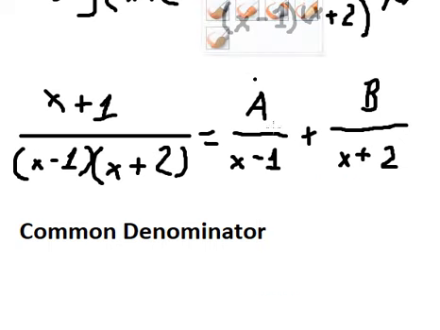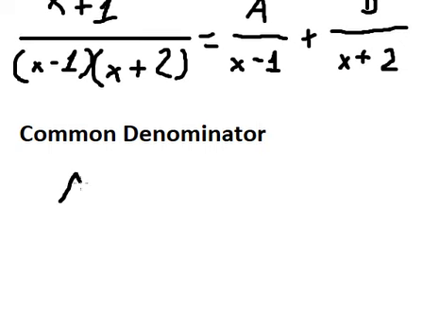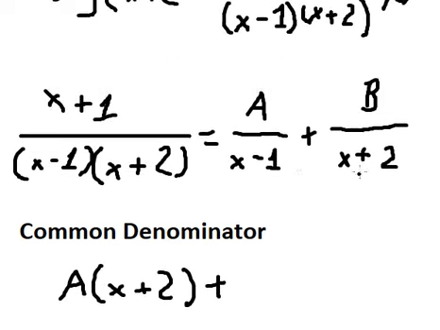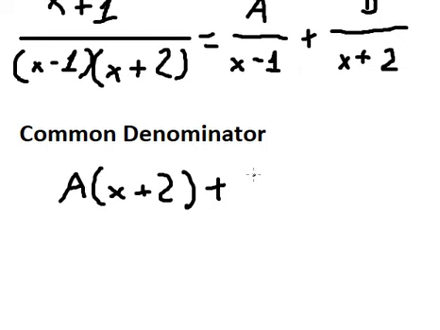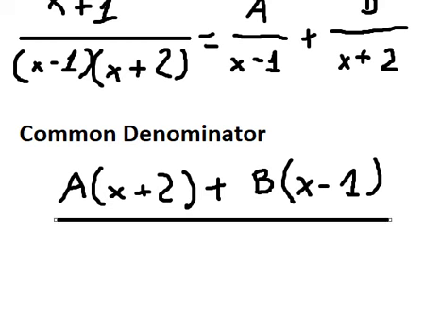So this one is missing s plus 2, so capital A multiplied by s plus 2. This one is missing s minus 1, so B multiplied by s minus 1, over s minus 1 multiplied by s plus 1, s plus 2.